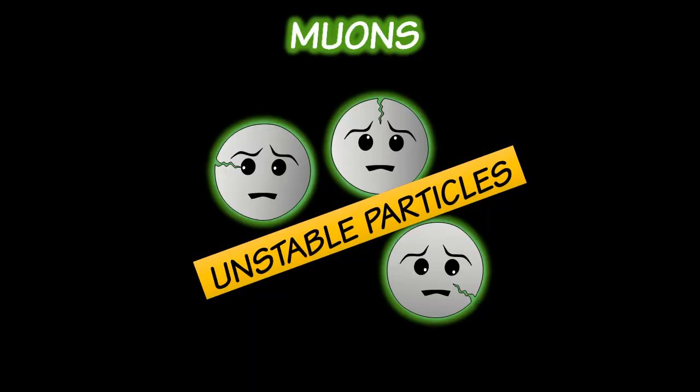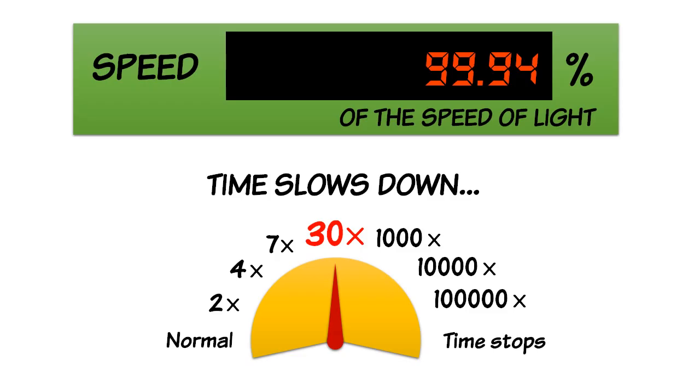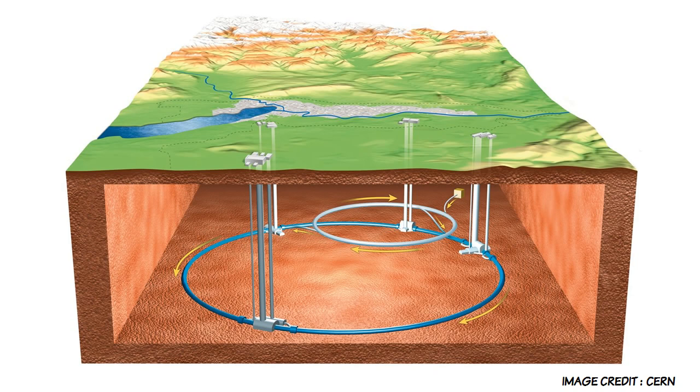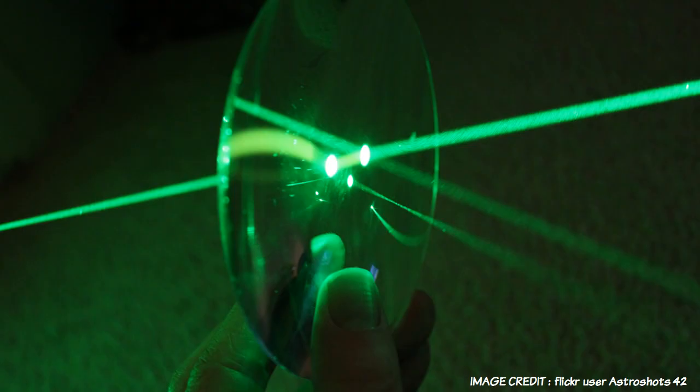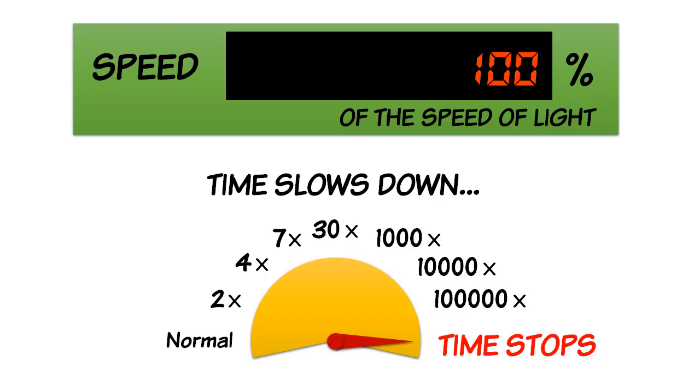In one experiment, unstable particles called muons were produced. At rest, these particles last for a fraction of a second before disintegrating. We made these particles travel at 99.94% of the speed of light, and they survived 30 times longer, which is exactly what Einstein predicts. At 99.94% of the speed of light, time slows down 30 times. In the largest accelerators, we can make time slow down more than 100,000 times. For particles that travel at the speed of light, like those of light itself, the slowing down of time becomes infinite, so time simply stops.